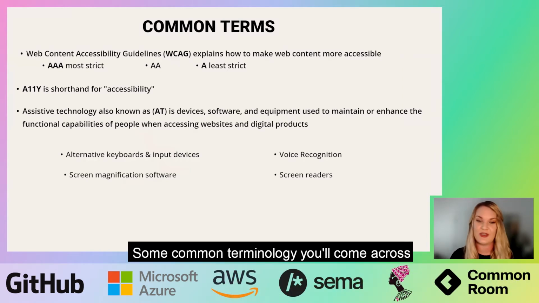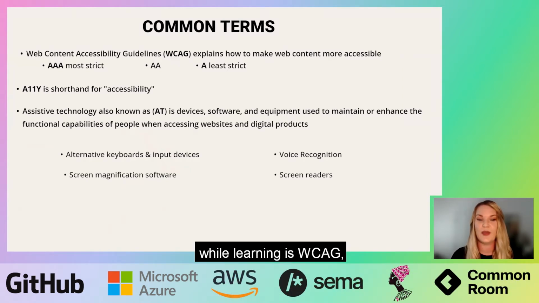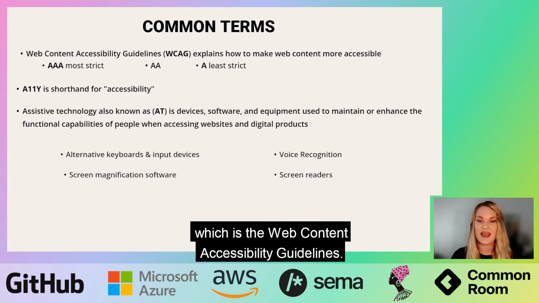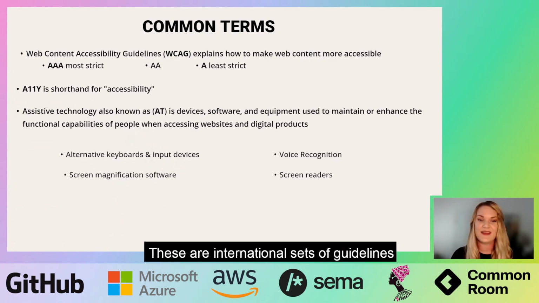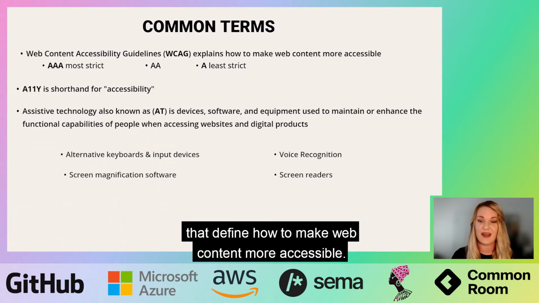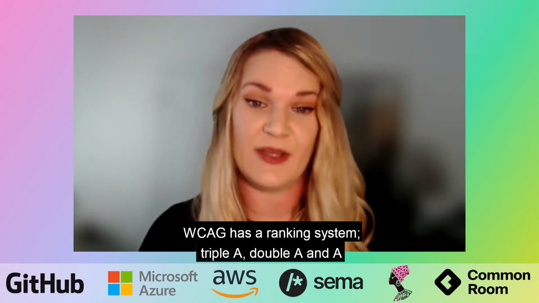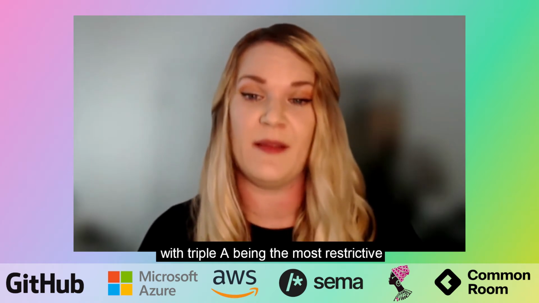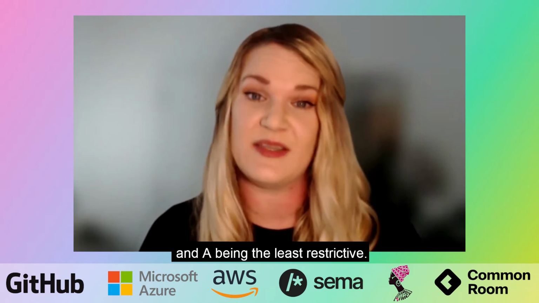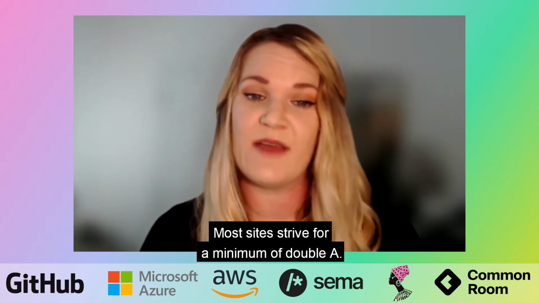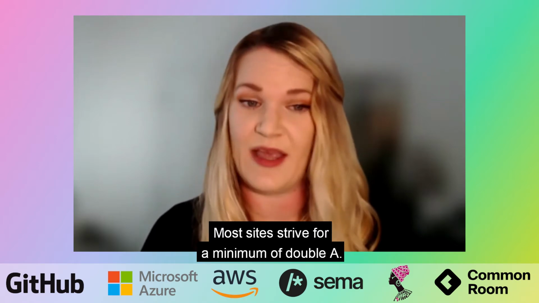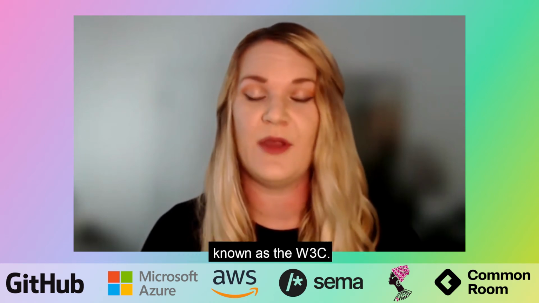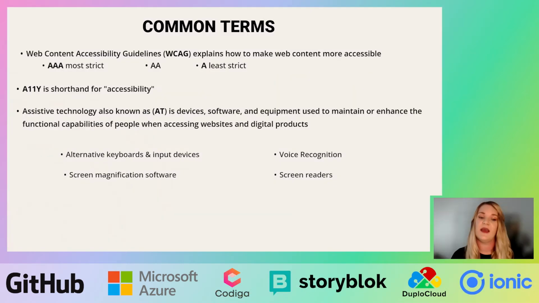Some common terminology you'll come across while learning is WCAG, which is the Web Content Accessibility Guidelines. These are international sets of guidelines that define how to make web content more accessible. WCAG has a ranking system, AAA, AA, and A, with AAA being the most restrictive and A being the least restrictive. Most sites strive for a minimum of AA. WCAG is developed by the World Wide Web Consortium, known as the W3C.